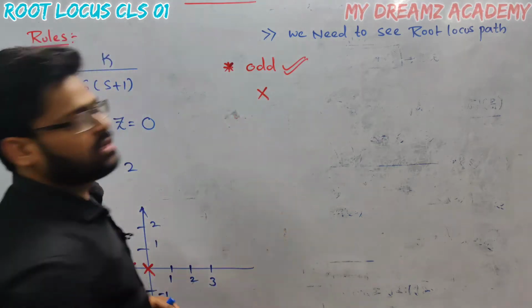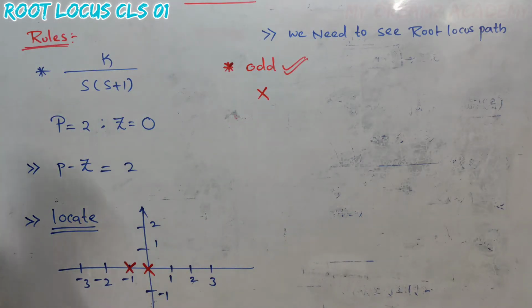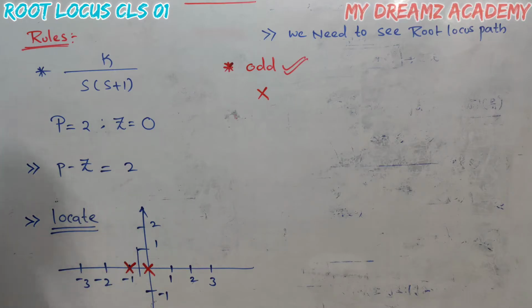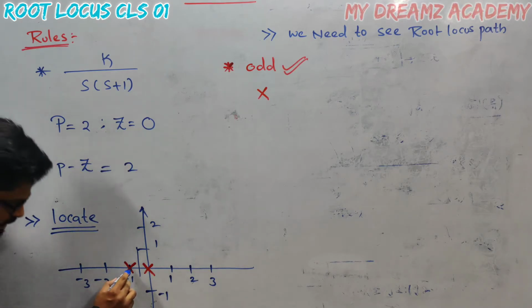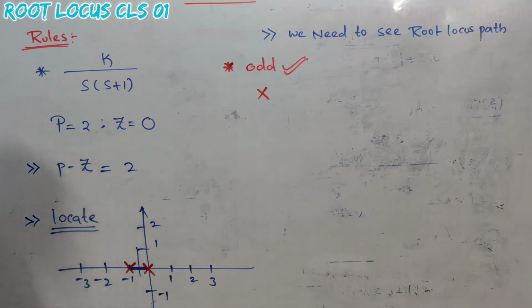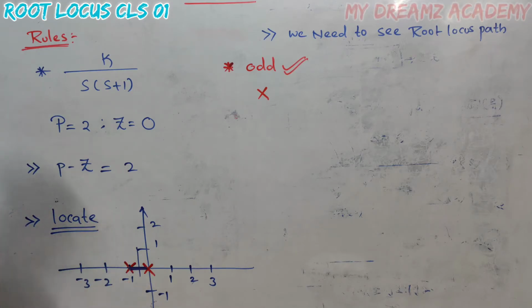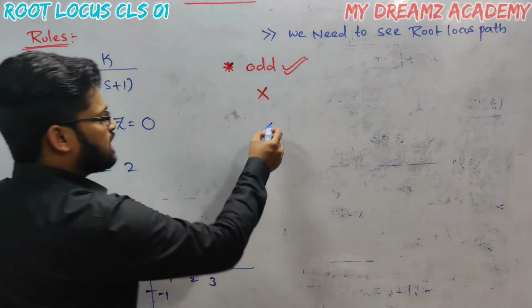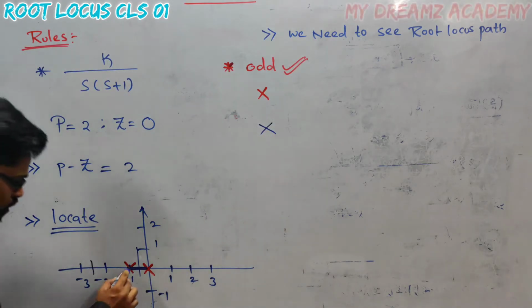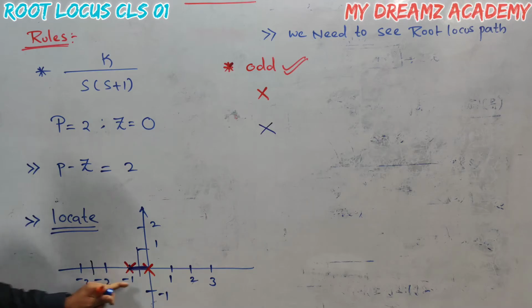Otherwise, it will not. See, if I consider one point at this place, I need to look at the right side of that. There is only one pole. So one is odd, so definitely there is a root locus path in between these two. And consider one point anywhere from -1 to infinity. Consider -2.5. On the right side, there are two poles. 2 is an even number, so there is no root locus path. So the root locus path exists in between these two poles.